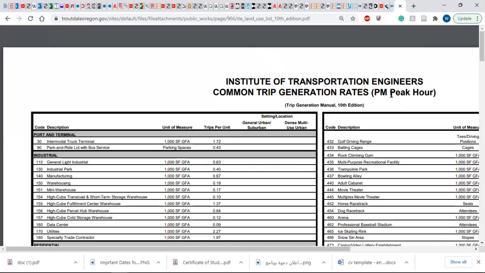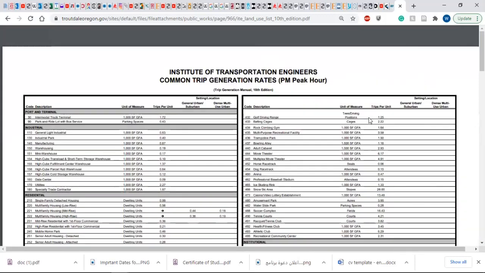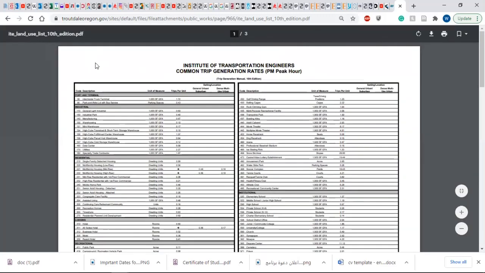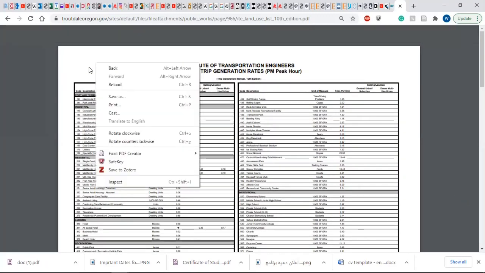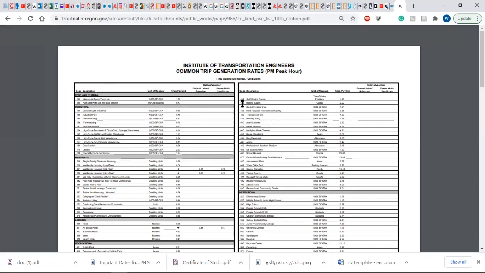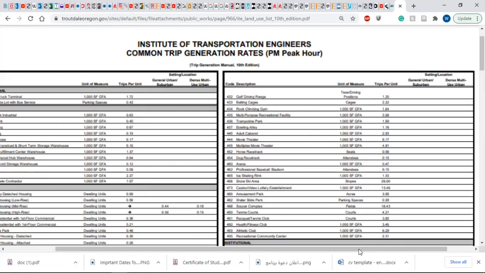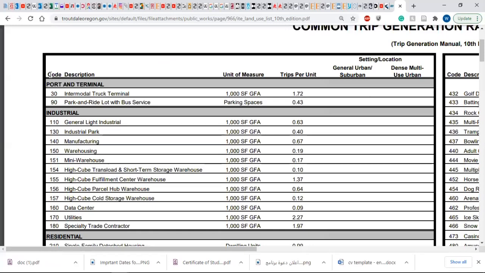Common trip generation rates, PM peak hour. Okay, so they are very specific. Okay, so here, for example, they give a code for each land use. So for the ports and terminal, okay, intermodal truck terminal, okay, park and ride lot with bus service. You know what's park and ride, Shabab?